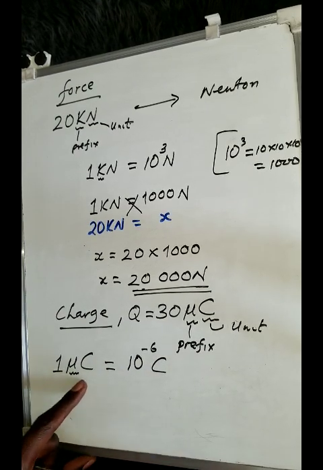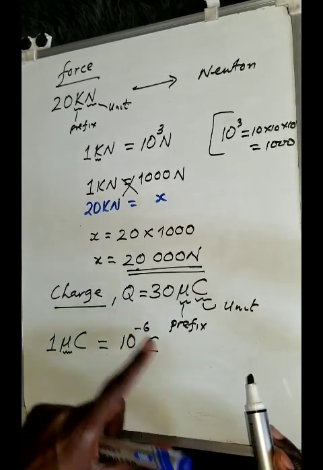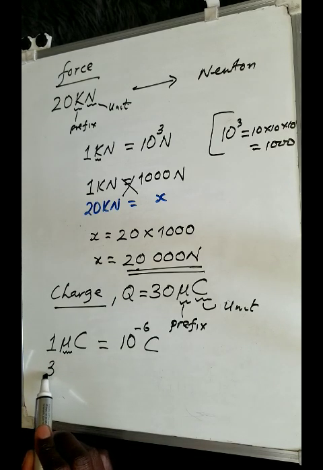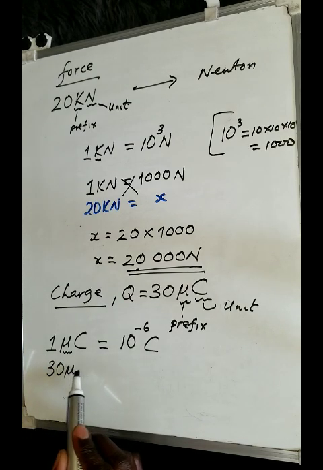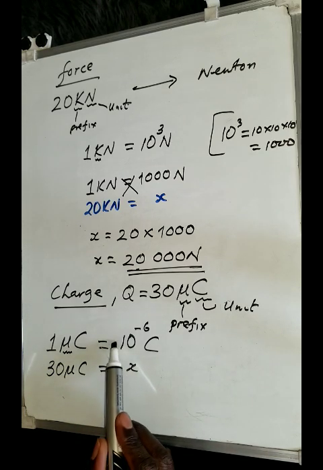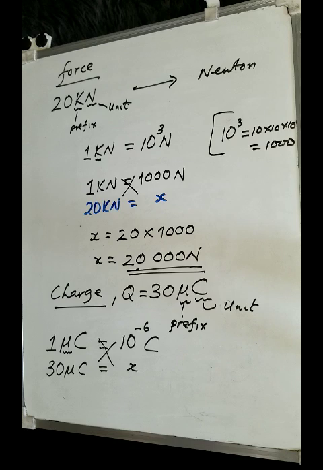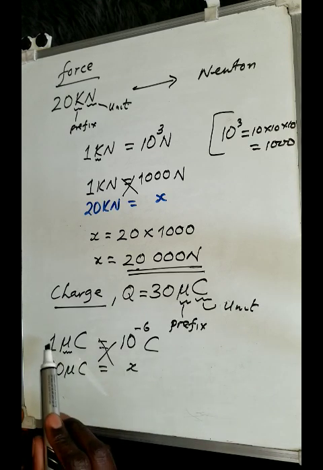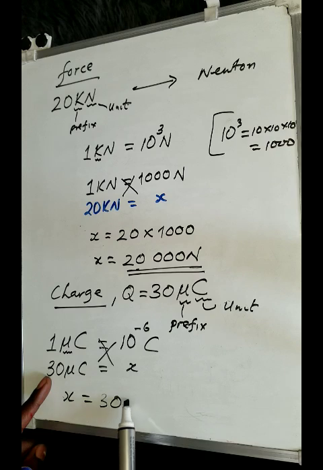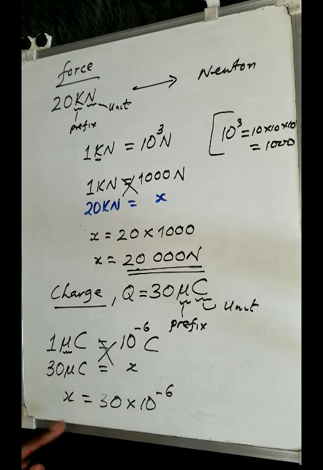So 1 microcoulomb is the same as 10 raised to the power -6 coulomb. So if you're now just going to say 30 microcoulombs, then how many coulombs will that give me? You can cross multiply that. Of course, x times 1 is x, which is equal to 30. If you want, just say multiply by 10 raised to the power -6. That's what we mean.